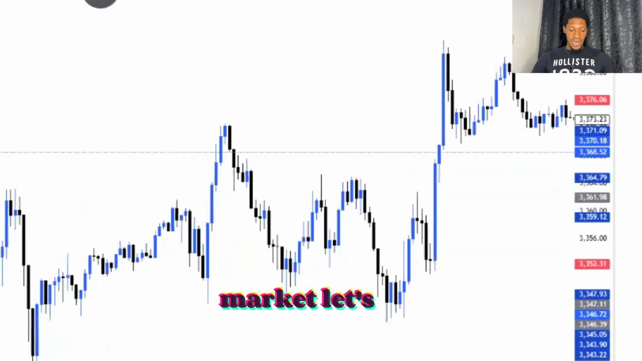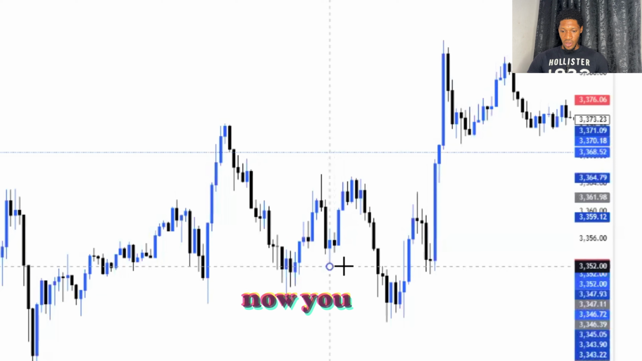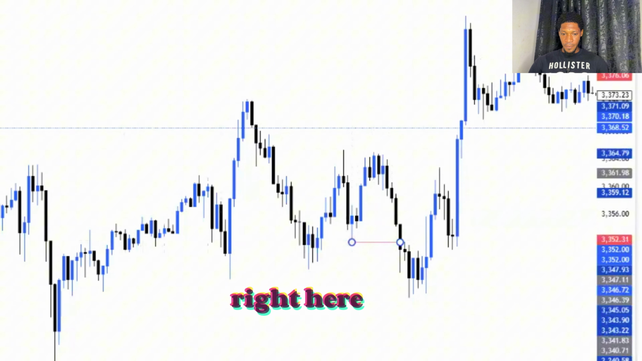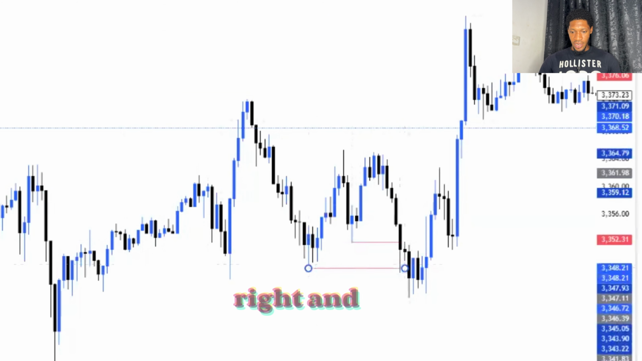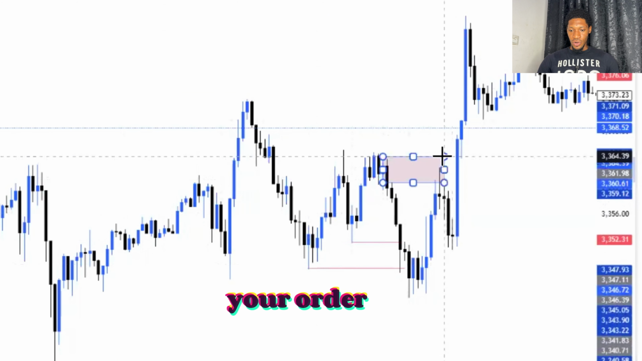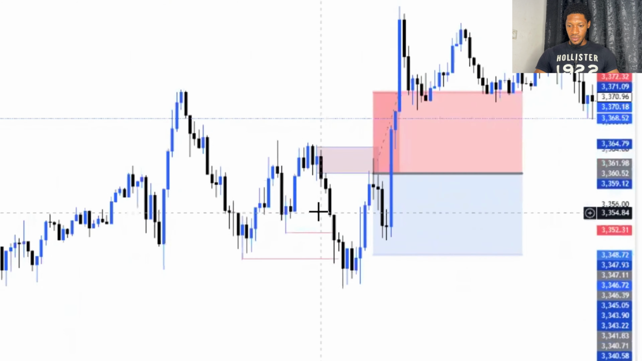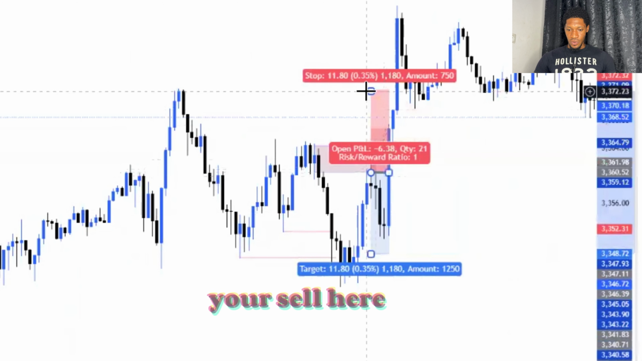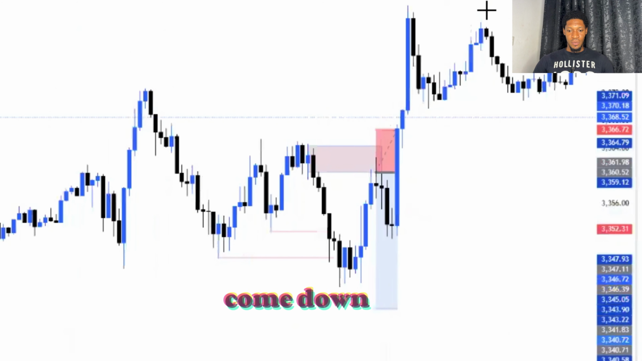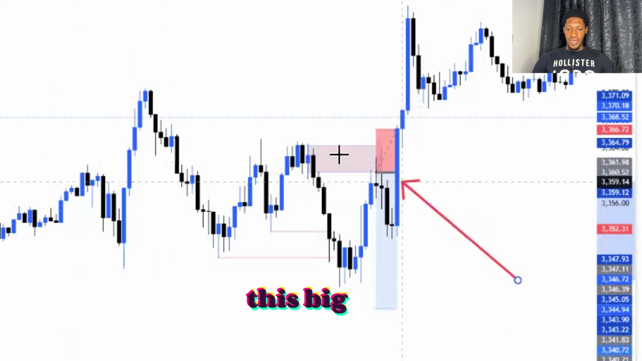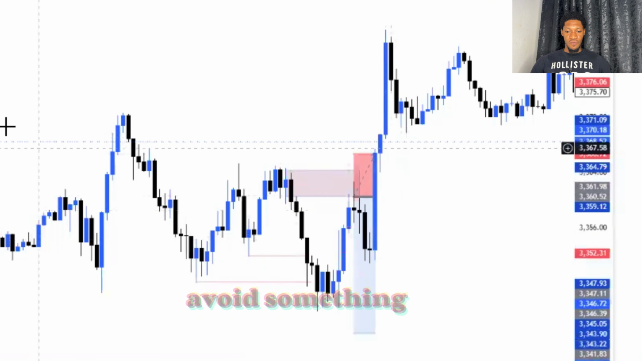This gold market, let's say for instance you had price acting like this and you want to sell the market. So now you have your break of market structure right here and you also have another break of market structure right here, right? And you have your order block sitting around here and you place your sell. You place your sell here and you keep your stop loss here and you're waiting for the market to come down like this, but then again you had this big candle that takes out all your savings and sends you back to the village. So now how can you avoid something like this?